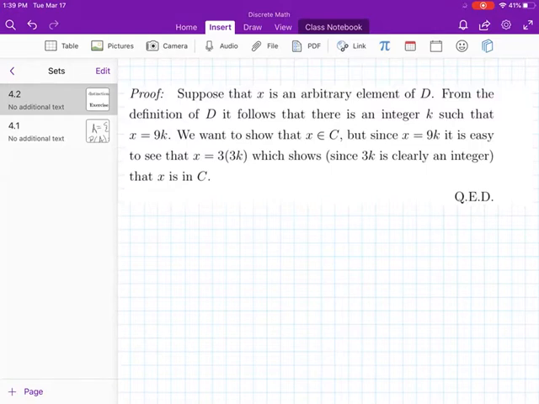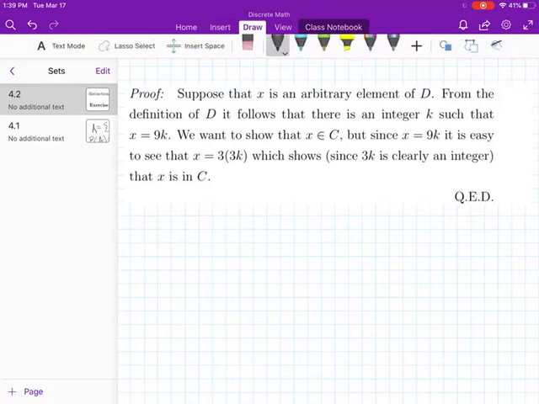So in this case, we have a set D and we have a set C. We will want to show that D is a subset of C. Like they say it here a little bit, we want to show that D is in fact a subset of C.